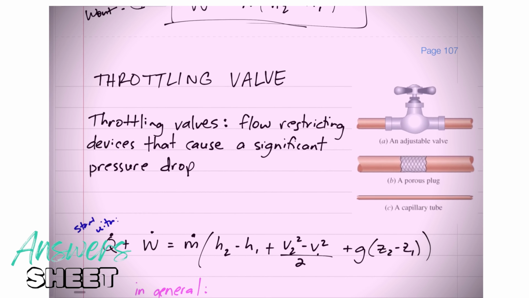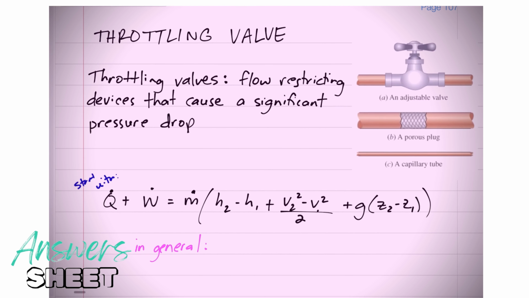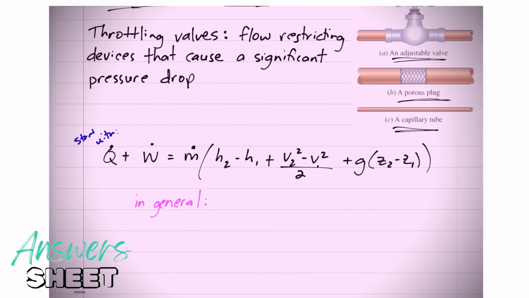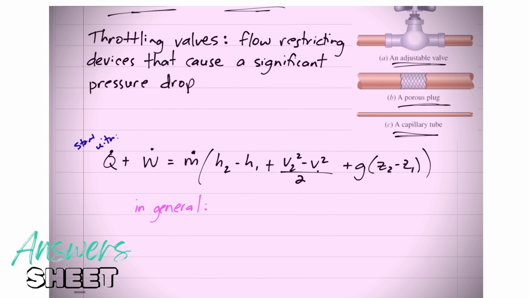Okay. A throttling valve is a flow restricting device. It can be called a capillary tube, a porous plug, an adjustable valve, or a throttling valve. It restricts the flow, and it causes a significant pressure drop. That's kind of the whole idea of a throttling valve, is to drop the pressure. The idea of a throttling valve is actually not to change the velocity, not to change the height, and it takes no work, and in general they are adiabatic.